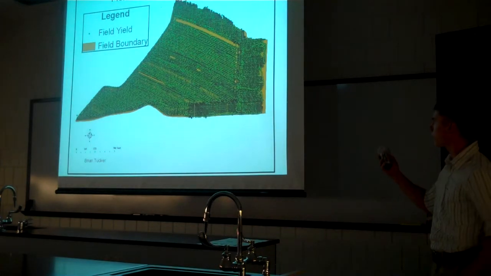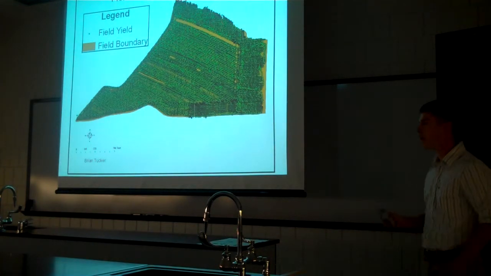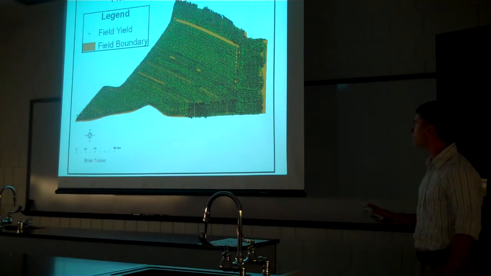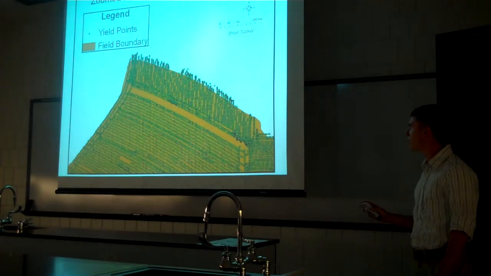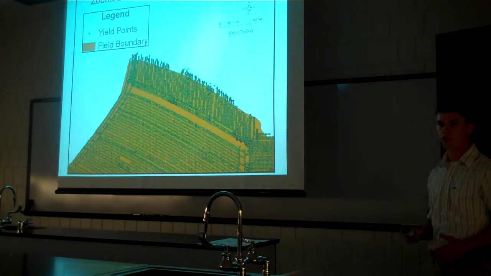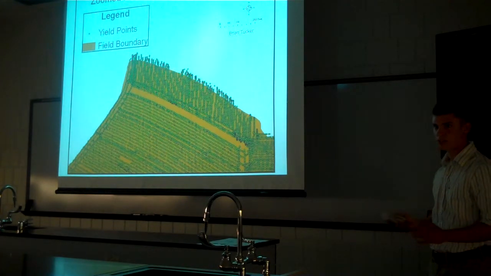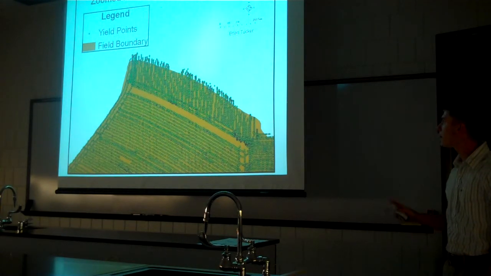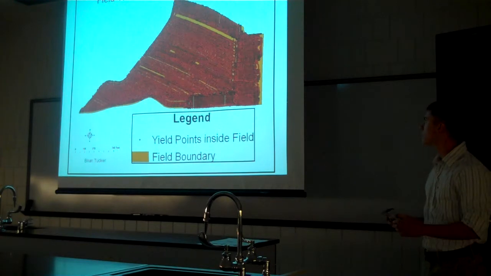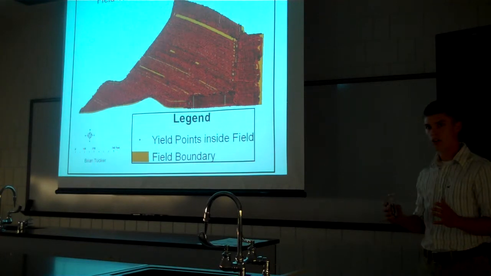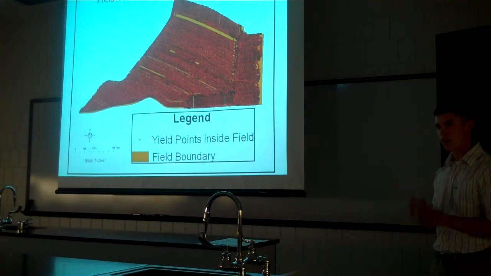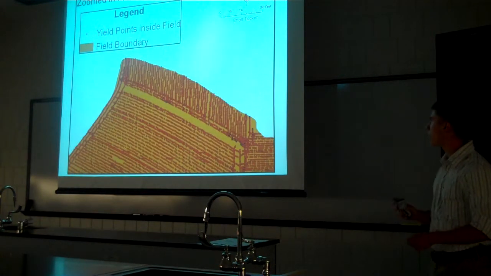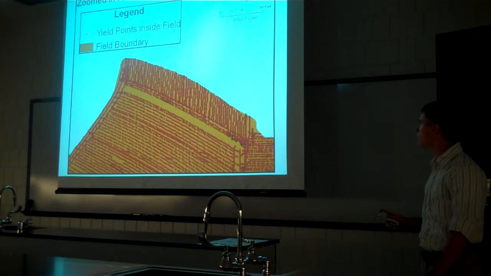I started off with this map. This is all the yield points and the field boundary, and with some data and technologies nowadays, you have some errors. But you can see there, some of the yield points are actually outside the boundary, which technically can't happen. So I had to go in and do a map query and actually clean it up, get all of the points that are inside the actual field. And as you can see there, there's no more outside the boundary.